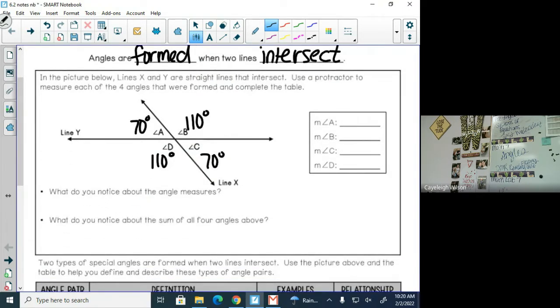So I'm going to complete this little table. What is the measure of angle A? 70. If this is angle A, because it's labeled angle A, I'm going to put 70. What is the measure of angle B? 110, because it says angle B is 110. So you finish that little table there.